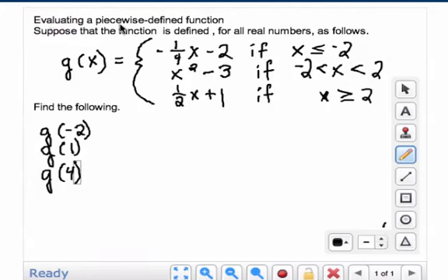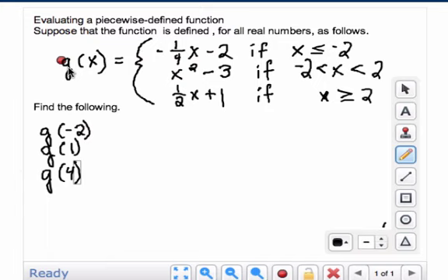Alright, so again, evaluating a piecewise defined function. They're giving you this function in different notations here. One of the things you want to see is that if x is less than or equal to -2, then you plug your x value into this part of the function. You would take that value, times it by -1/4, and subtract 2, and that would give you your y value, or your output.